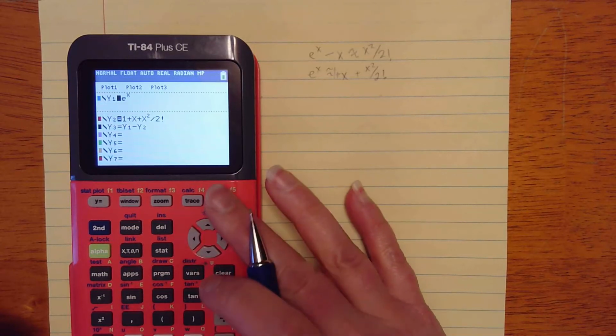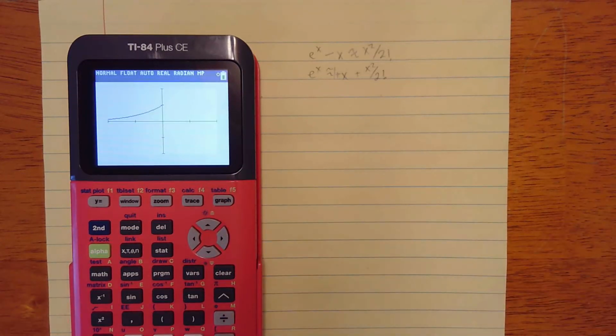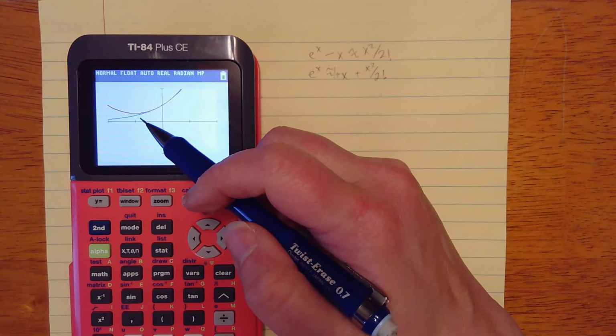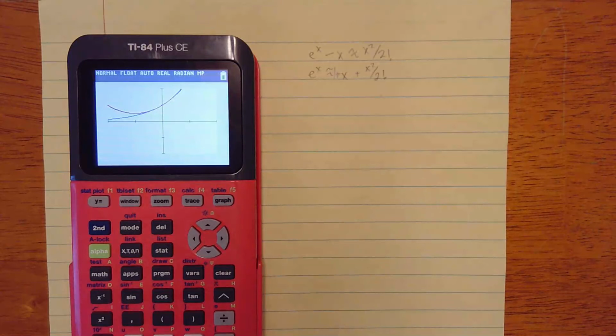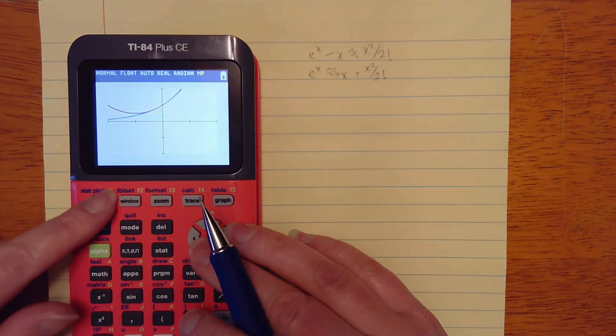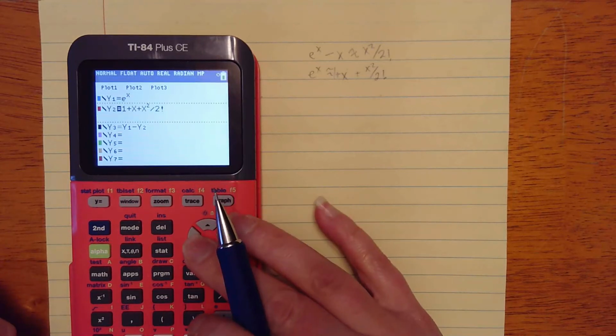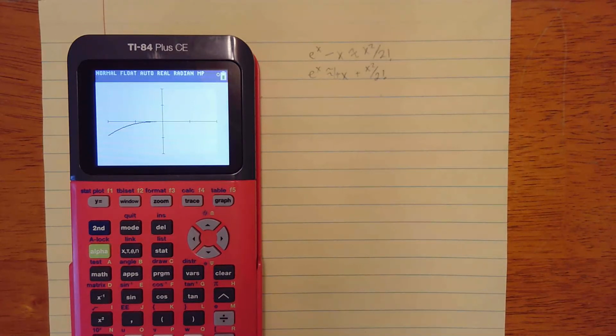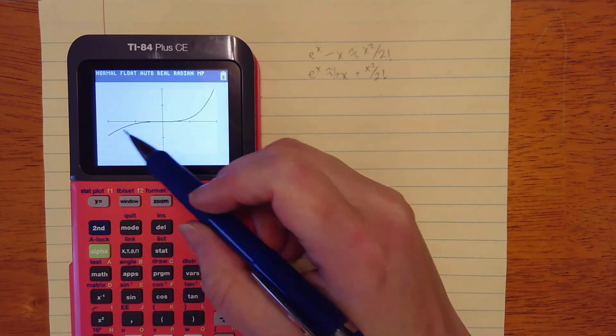So let's see how well this approximates it. And that's looking pretty good. Okay, looks a little bit better, not as good over here in the negatives, but in the positives, it looks like it's pretty good. So let's now see what the difference looks like. Hey, that kind of looks like an x cubed.